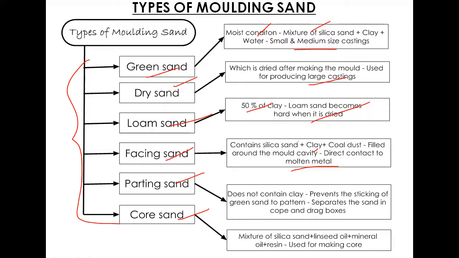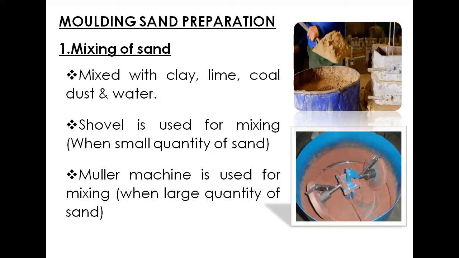Parting sand does not contain clay, to avoid sticking. It prevents the green sand from sticking to the pattern. It separates the sand in open dry bags, so it is mostly sprayed on the open dry bag locations. Finally, coarse sand. When you need a hollow shape in a particular component, coarse sand is mostly preferred. It is a mixture of silica sand and linseed or mineral oils, used for making the core with the support of the core box.